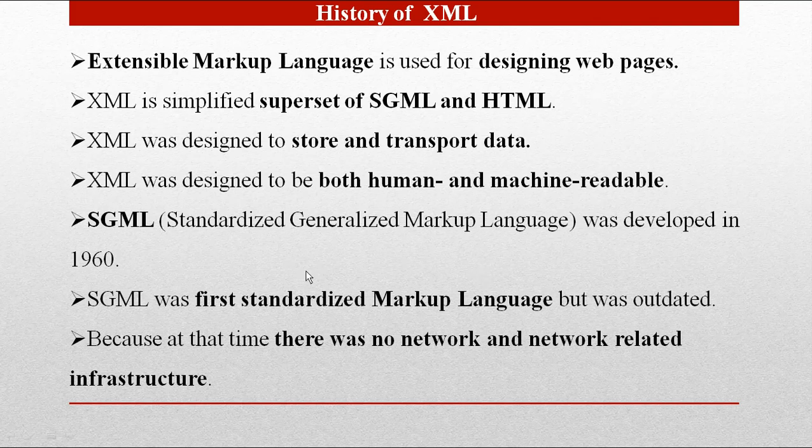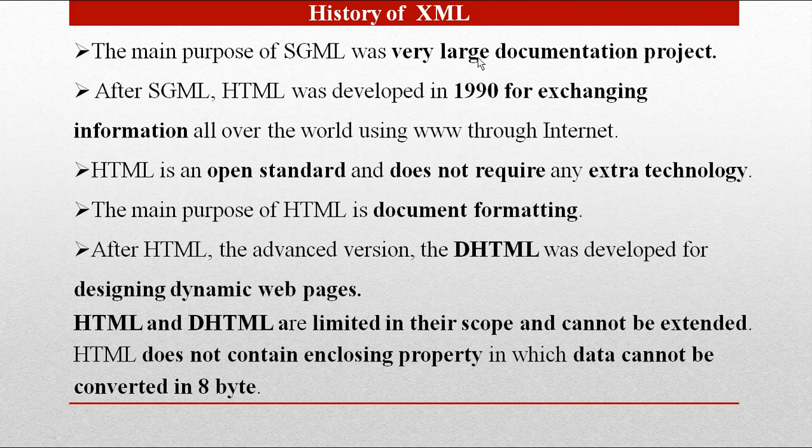It was developed in 1960, but these are the drawbacks, the disadvantages of SGML, because it was the first standard markup language but was outdated. At that time there was no network and network related infrastructure. The language was already developed for networks, but the network infrastructure was not developed in 1960. So the main purpose of SGML was very large document projects.